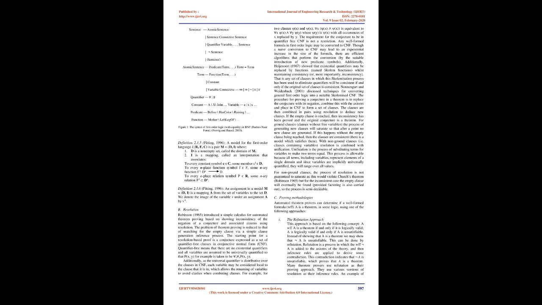Definition 2.1.3 (Fitting, 1996). An atomic formula of L(R, F, C) is any string of the form R(t1, ..., tn), where R is an n-place relation symbol, a member of R, and t1, ..., tn are terms of L(R, F, C). Also, true and false are taken to be atomic formulas of L(R, F, C).